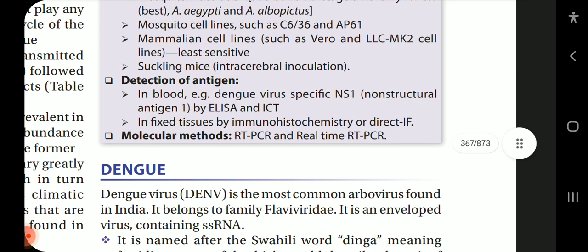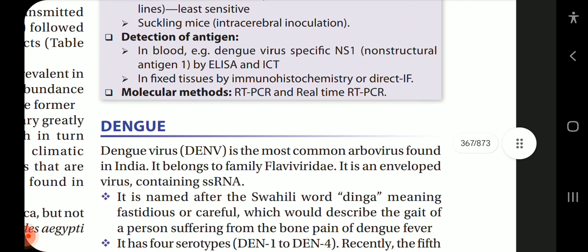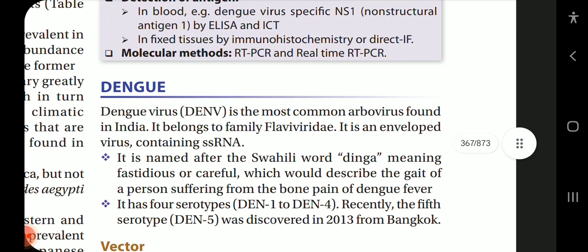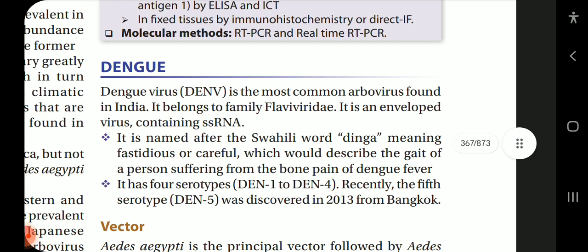Suckling mice, intracerebral inoculation. Detection of antigen in blood, for example, dengue virus specific NS1 non-structural antigen 1 by ELISA and ICT, and in fixed tissues by immunohistochemistry or direct IF. Molecular methods: RT-PCR and real-time PCR.